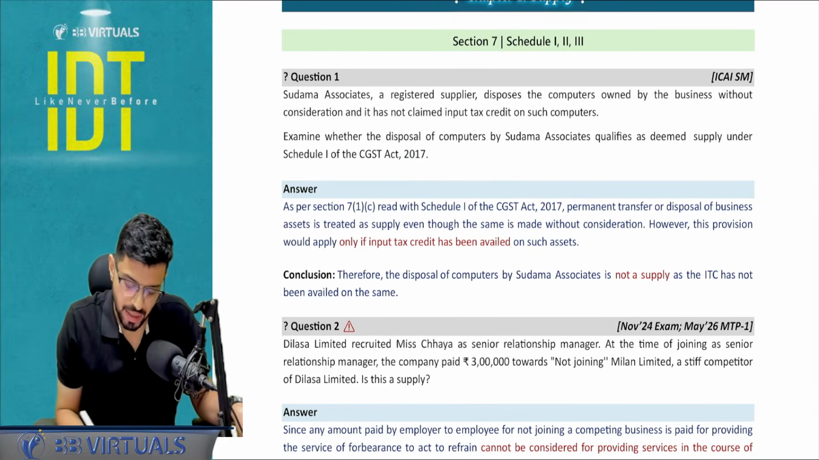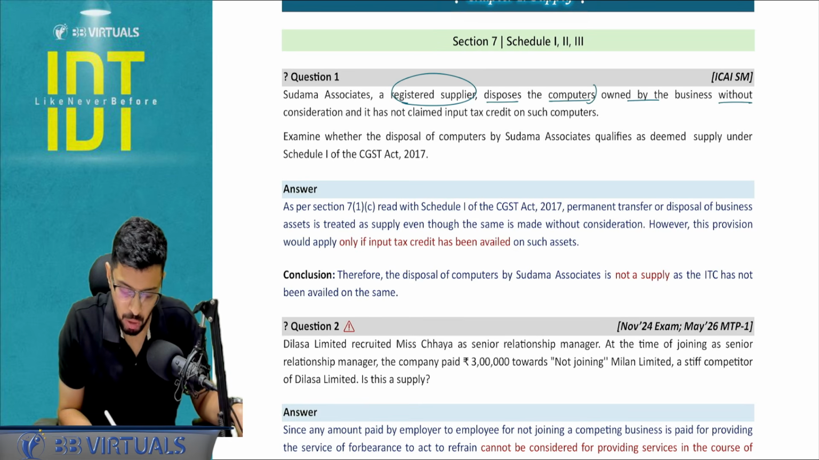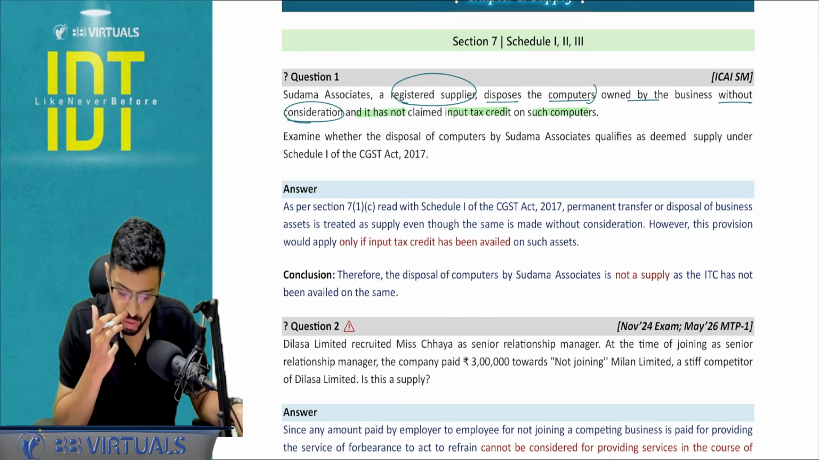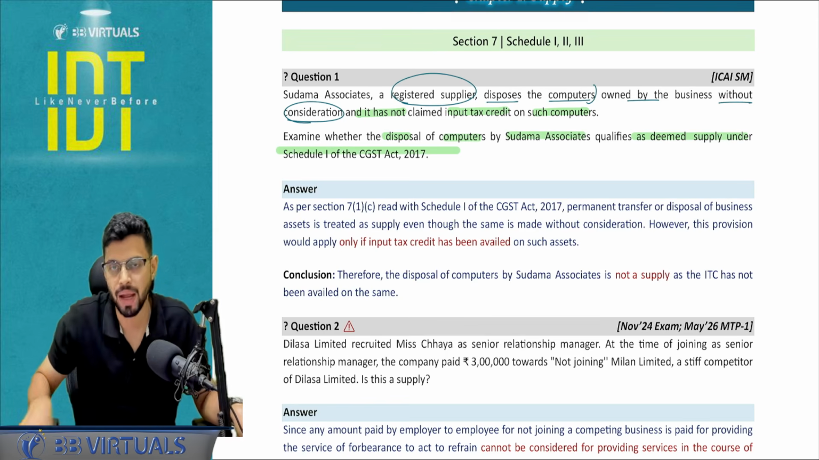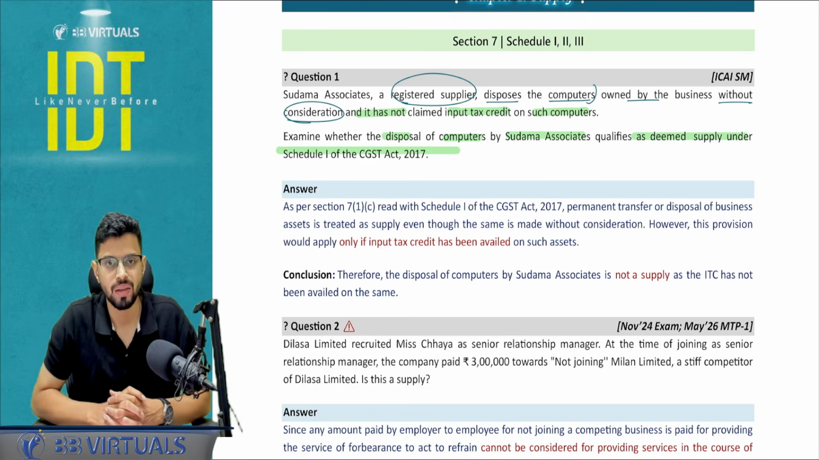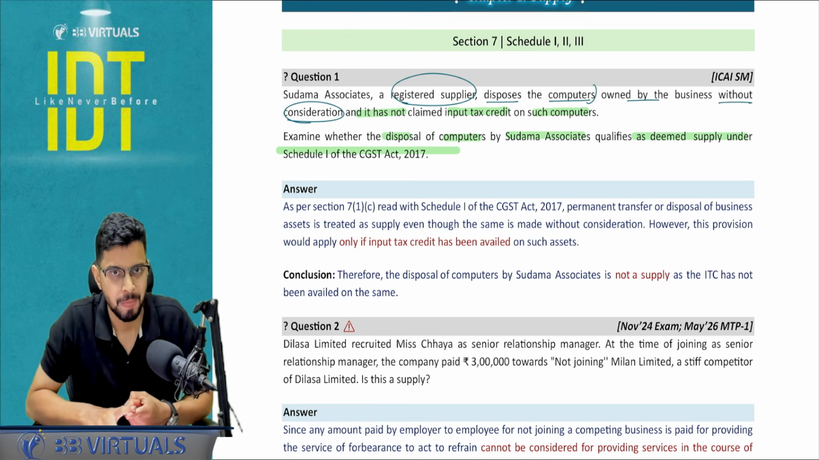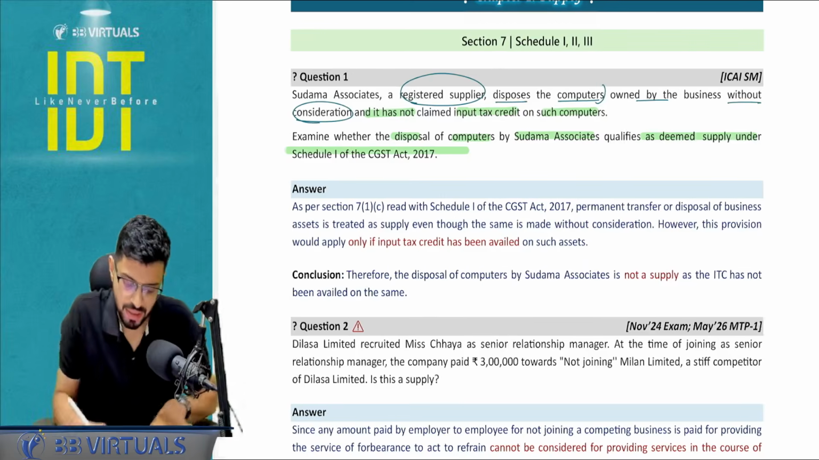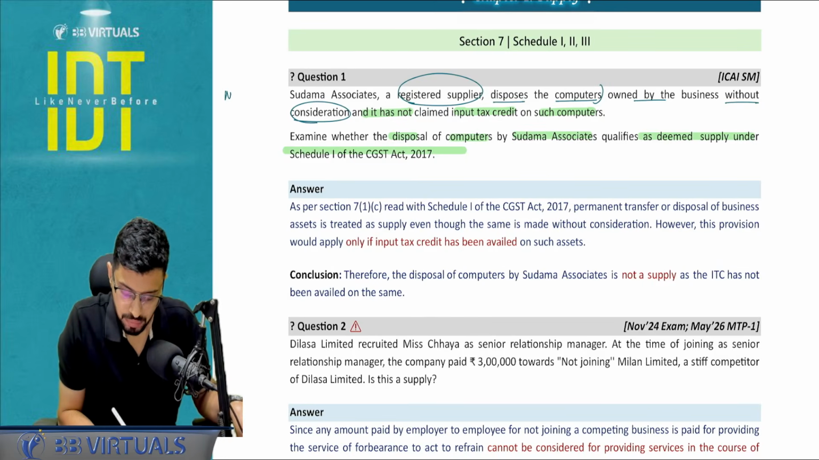Sudama Associates, a registered supplier, disposes of the computers owned by the business without consideration and it has not claimed the input tax credit on such computers. Examine whether the disposal of the computers qualifies as a deemed supply under Schedule 1. Structured thinking. Disposal is happening, no consideration. Okay, sir, so no consideration. Schedule number 1, paragraph number 1, is it applicable?